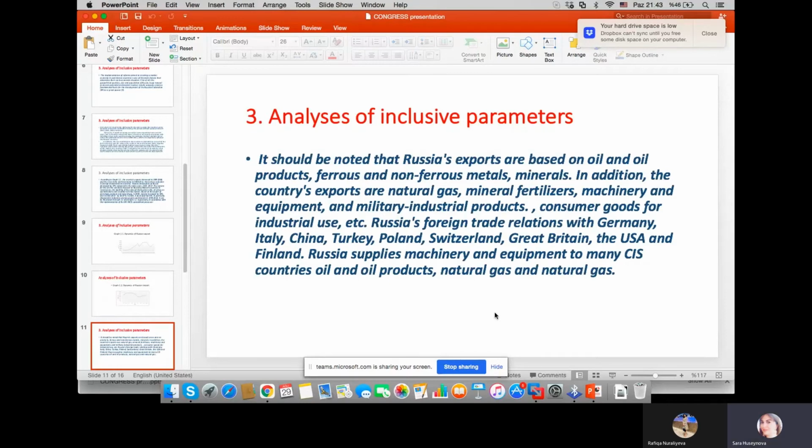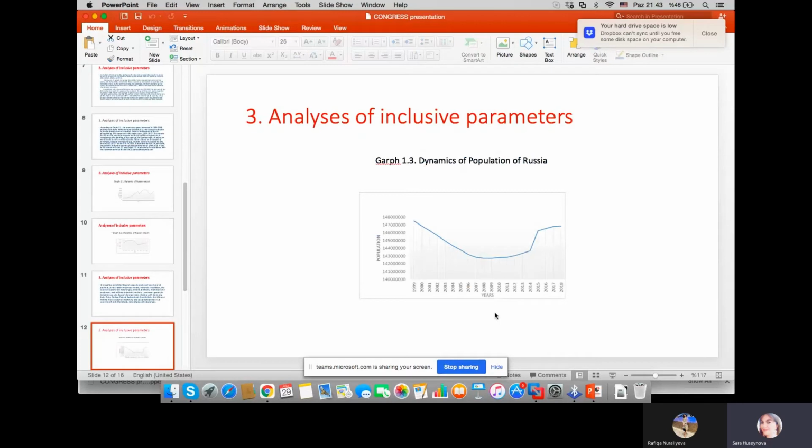Then we have the inclusive parameter about the dynamics of the population growth of Russia. It's a social inclusive parameter. And in the social parameter, when analyzing the inclusive development of a country, it's advisable to analyze the level of employment of the country's population, which is one of the main indicators affecting the inclusive development of a country.